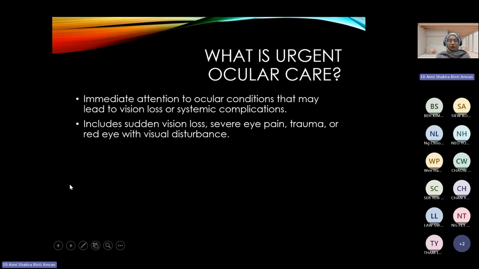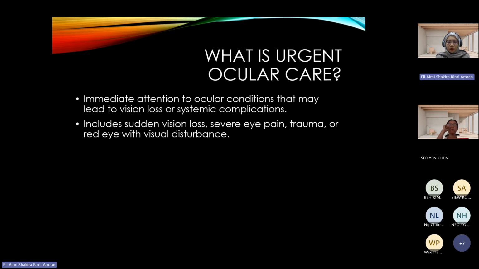So what is urgent ocular care? Urgent ocular care is a condition that may lead to vision loss or systemic complications. First, it can be vision loss from so many reasons. Another one, in Malaysia, can be caused by diabetes or hypertension. And then it can be sudden vision loss, severe eye pain, trauma, or red eye with visual disturbances.